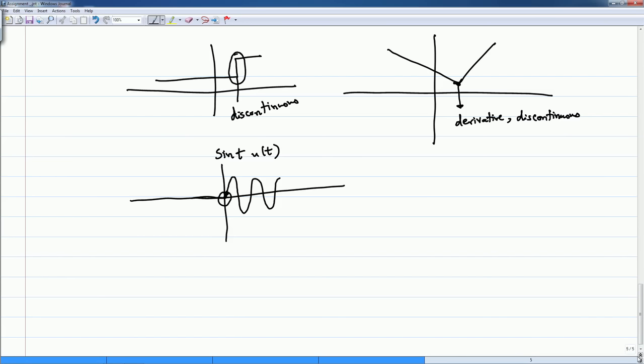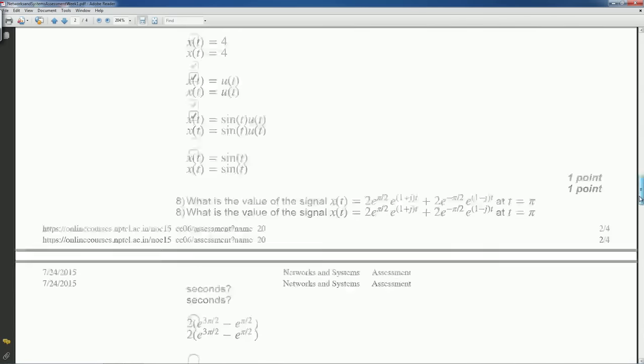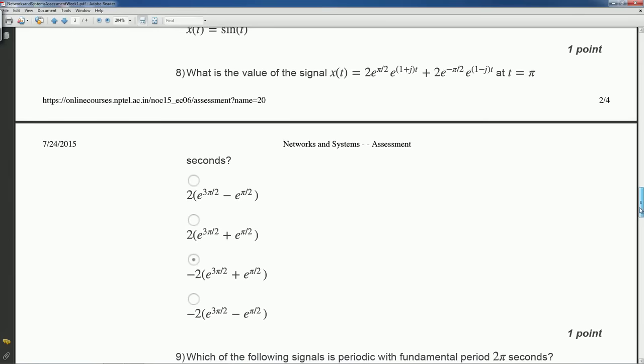Okay, and the next type of question you have in assignment 1 is evaluating values for the signal. I'll let you do that. It's not very hard. If you look at this question, you simply have to put t equals pi, and remember that e power j pi, you remember the unit circle definition I gave you for e power j theta, right? So that's a very powerful definition to use.